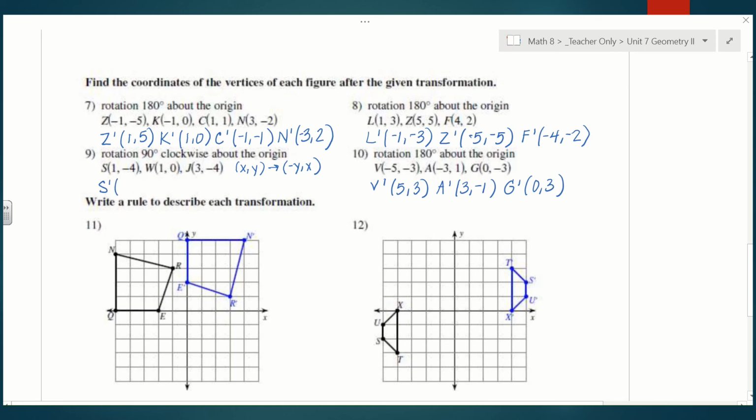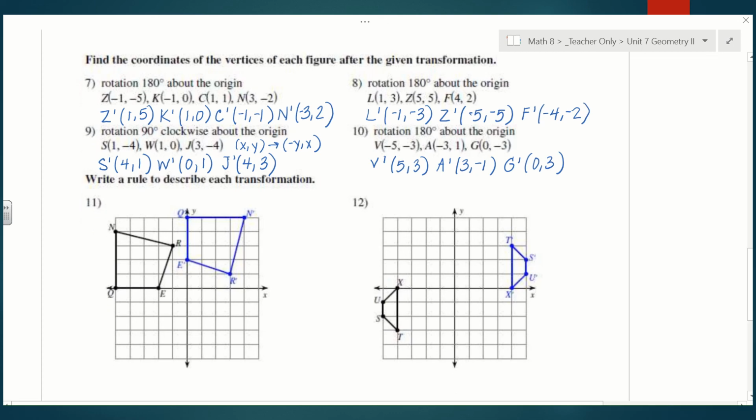So for S prime, if I think about changing y first, so -4 is now +4, and it goes first. And the x coordinate doesn't change, it just becomes the y coordinate. For W prime, 0, I can't change the sign of 0, so this is just going to switch. J prime, if I change the sign of my y coordinate and put it first, now it's 4. 3 becomes the new y coordinate and doesn't change its sign.